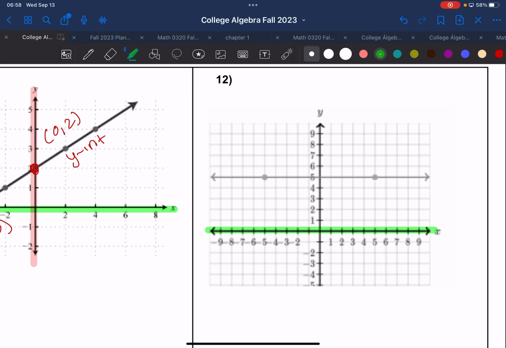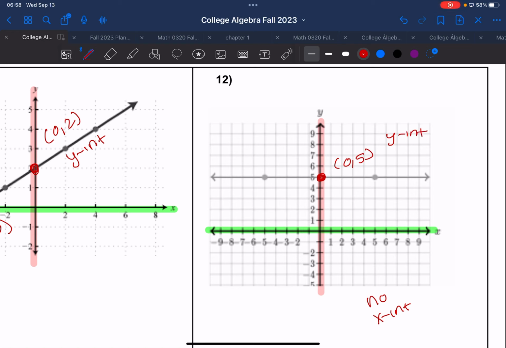So right here is our x-axis. Our function never crosses it, so there is no x-intercept. What about y-intercept? What would that be? 5. Good, 5. Because right here it crosses at 5, which we would write (0, 5) as our y-intercept.